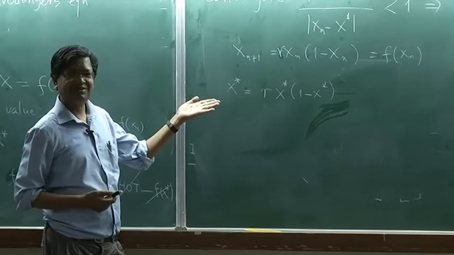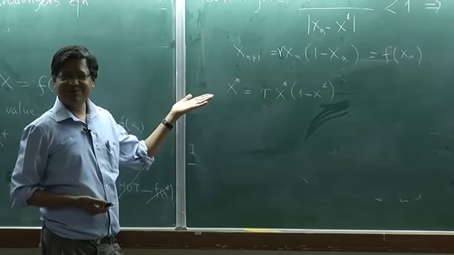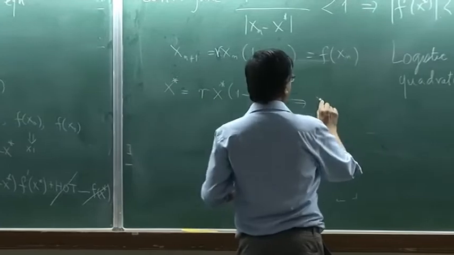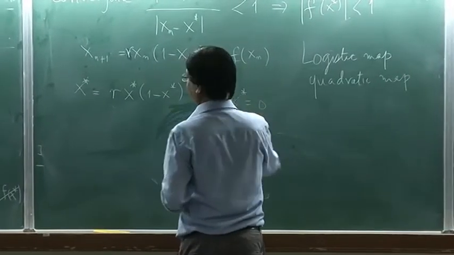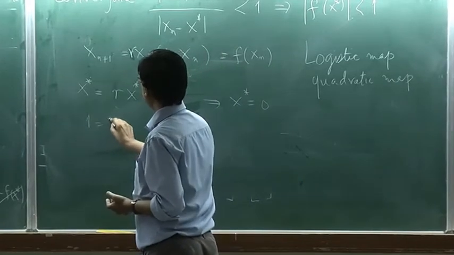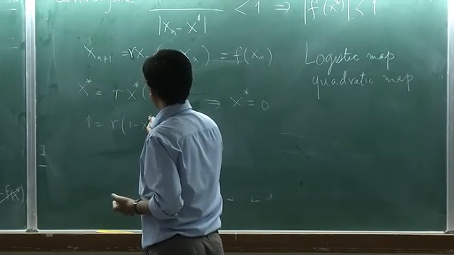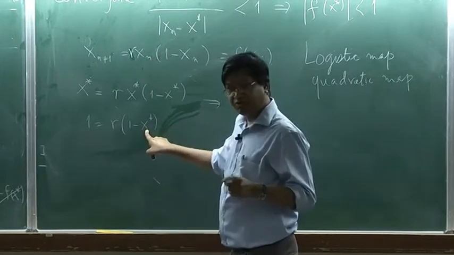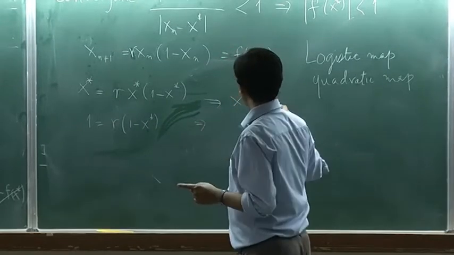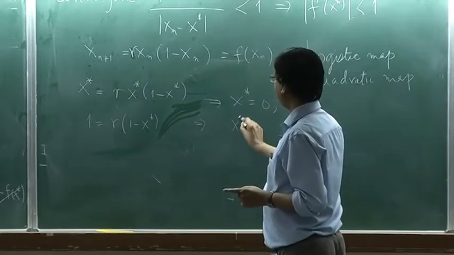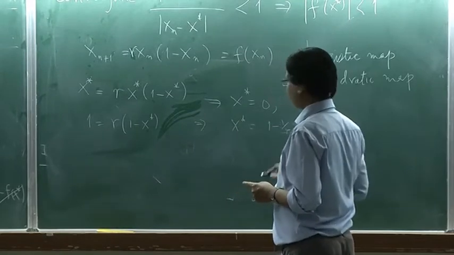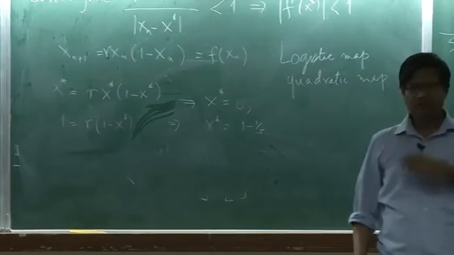Solution of this equation, easy to solve, no? One of them is 0, right. So the solution is x star equal to 0, and the other solution is 1 equal to r times (1 minus x star), that is, when x star is not equal to 0, then they cancel, and this implies x star equal to 1 minus 1 by r. So there are two solutions.